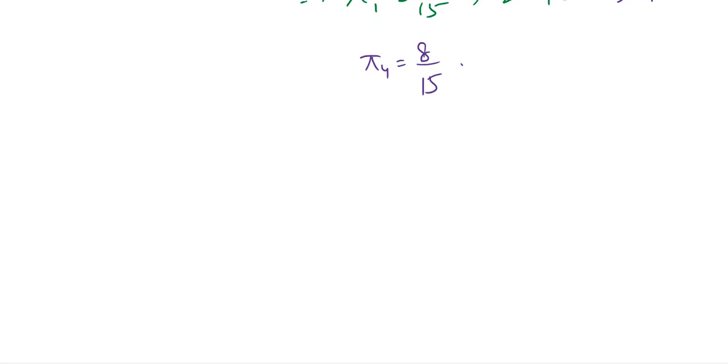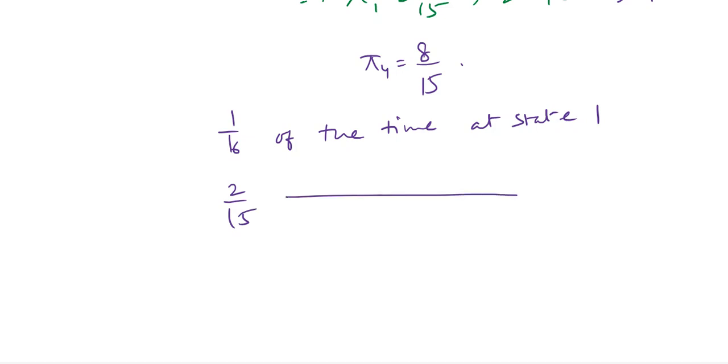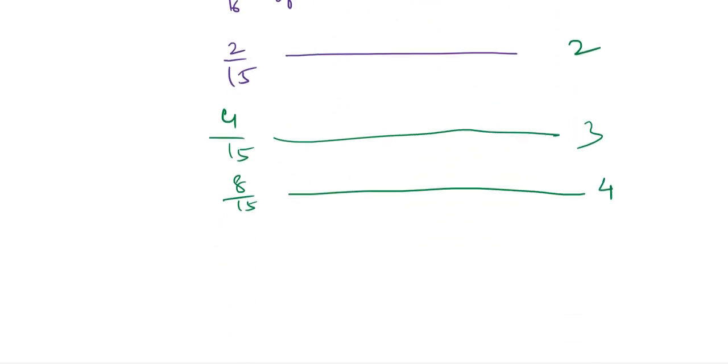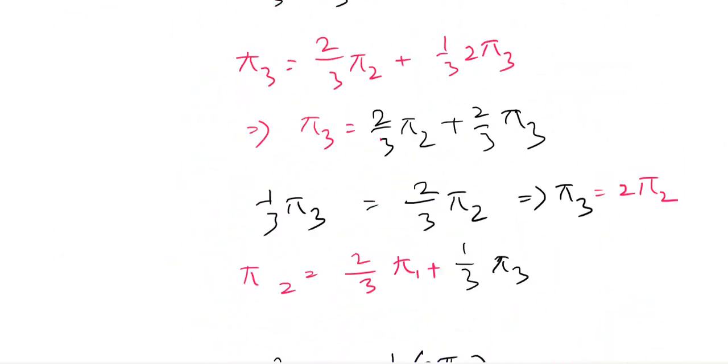So thus the chain in the long run spends 1/15 of the time at state 1, 2/15 of the time at state 2, 4/15 of the time at state 3, and 8/15 of the time at state 4. So this will be the actual solution for that question.